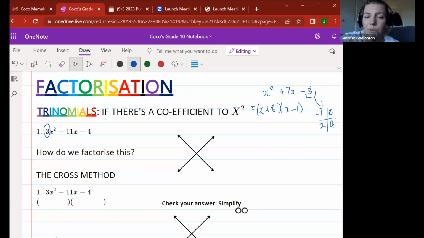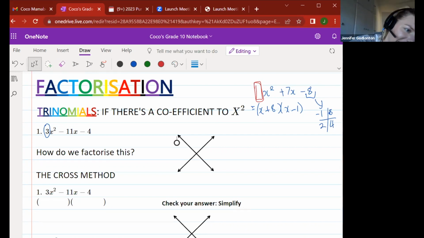Now, the difference between that question and the question that you're looking at on the board right now is that there is no number here. If there was a number, it would be a 1. And because we didn't have to worry about that, we could use the shortcut way. But in grade 10, they like to give us a coefficient there. And that coefficient means we need to change the way that we work out our questions.